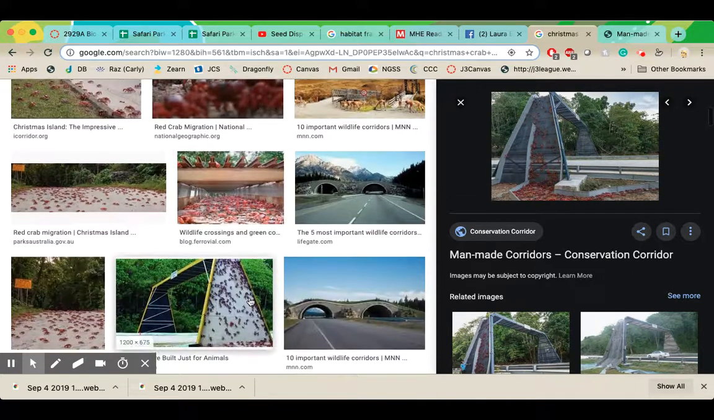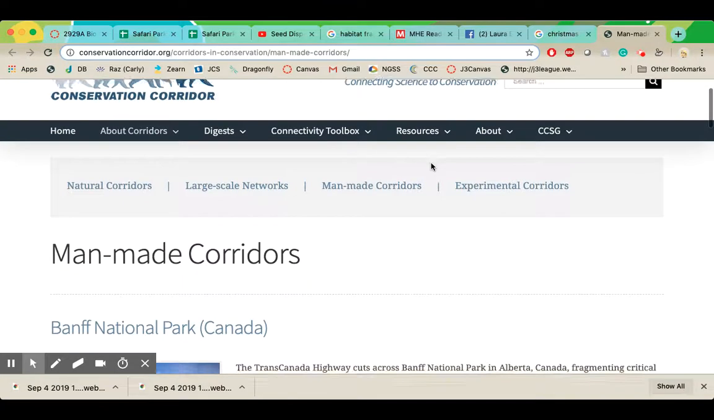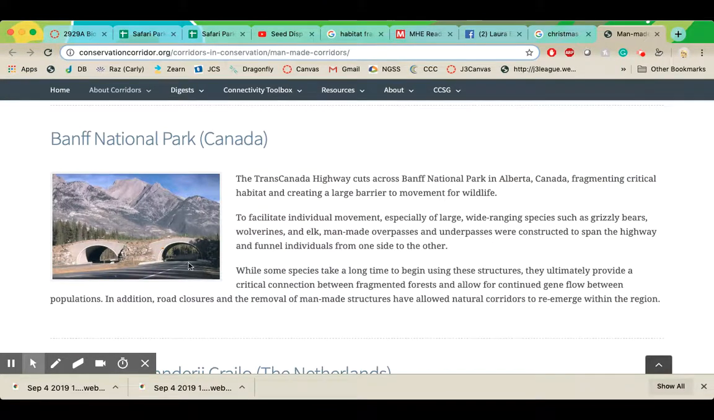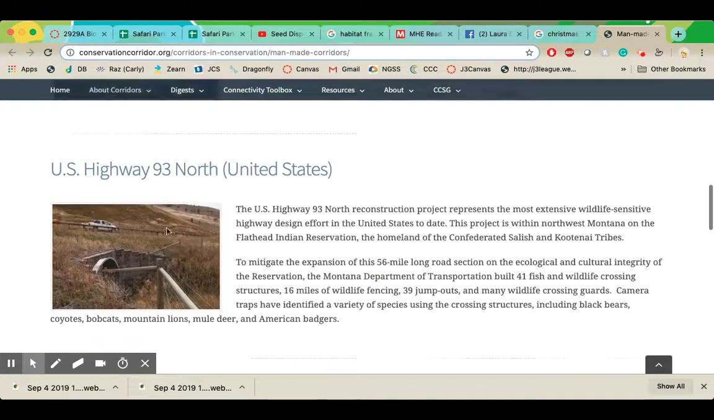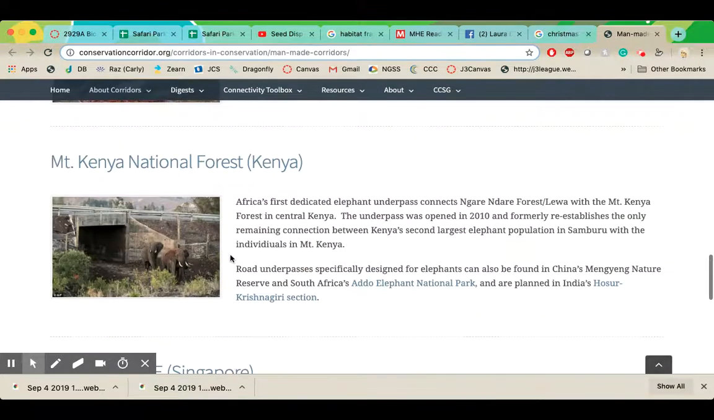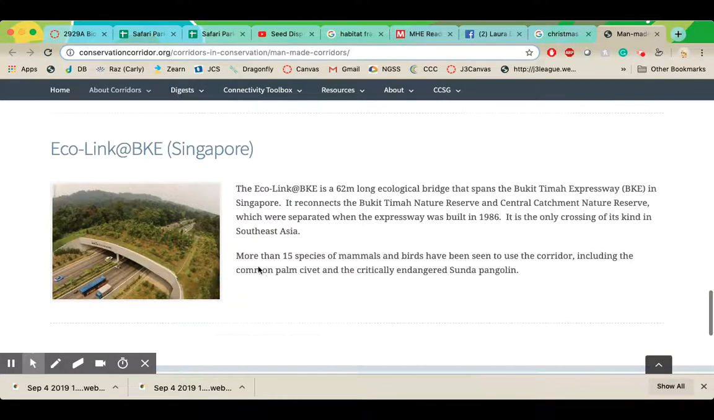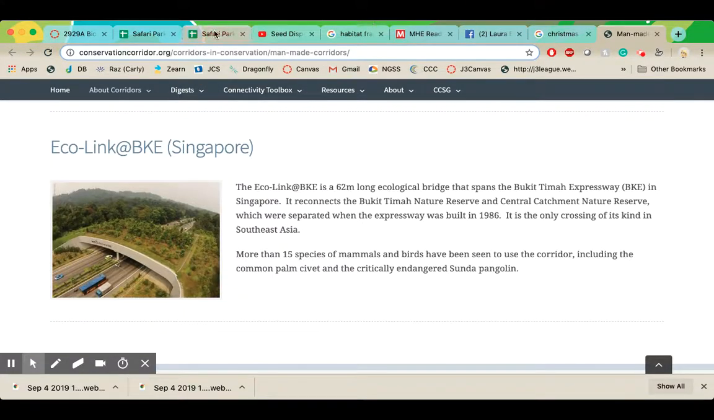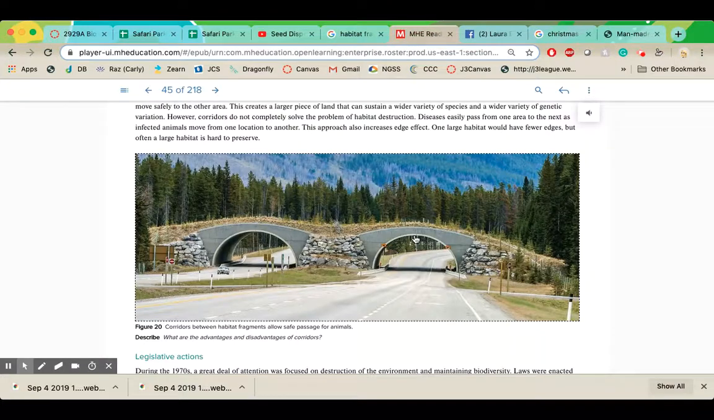But you can see all kinds of different interesting corridors. I actually found this cool website called Conservation Corridor, where you can see that same picture that's out of your book, but you can see a number of different corridors that have been made. I loved this one in Kenya, where they have the elephants go straight under the road. There you go. And they're obviously using it. There's some really cool corridors for animals so that they can go across. And at least it gives them a pathway to safely cross.